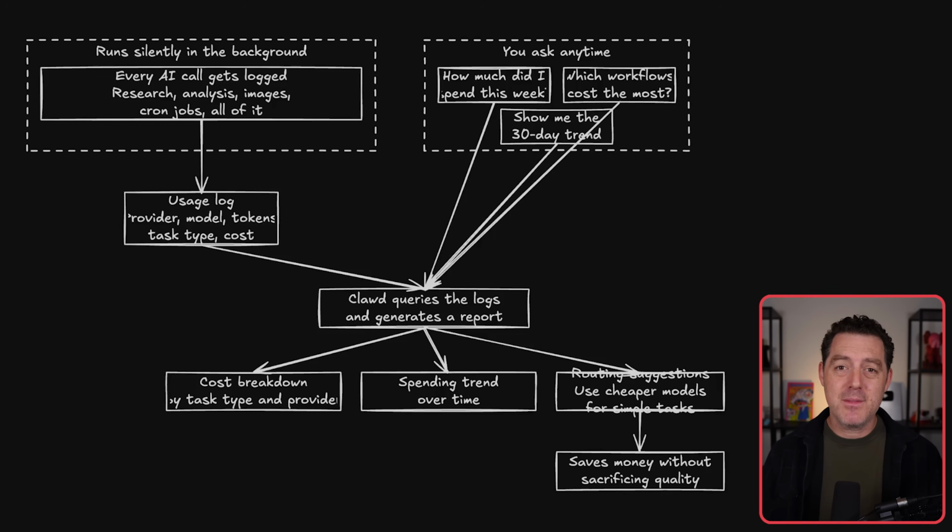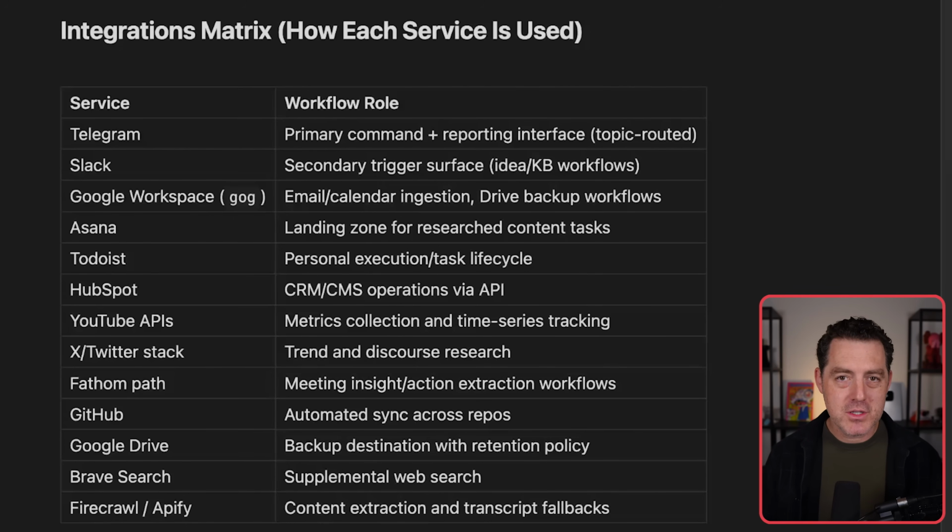So I have something now that tracks all of my spend and my usage. So this is something that runs silently in the background. Every single AI call, every single API call gets logged to a single place. And I can ask how much I spent this week, which workflows are costing a lot of money, show me the 30-day trend. Again, records all of it to a usage log. It queries the log, gives me cost breakdowns, gives me usage breakdowns, which is just very useful for figuring out what I'm doing, maybe things that are automated and running that I didn't even know about. Just keeping an eye on everything. This is very useful.